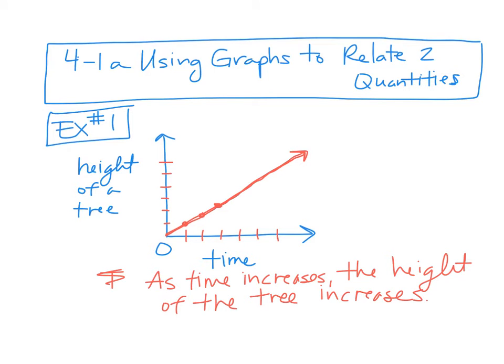Does that make sense? So you're just looking at a graph and seeing the variables. So they'll give you this and this. Those are considered your variables. And you're saying, how do those two things relate to each other? Okay?